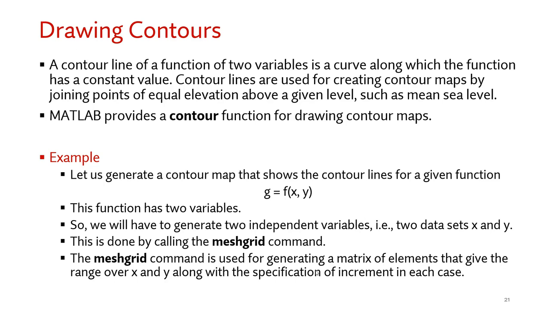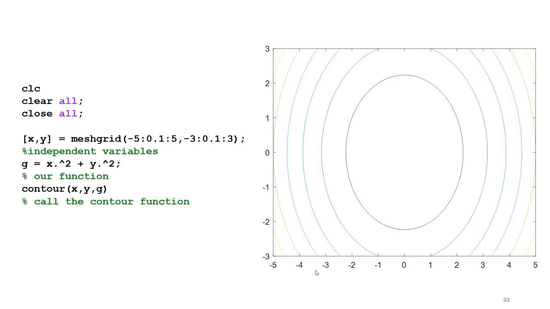What about the contour line? If you would like to draw a contour line, you can use a function like meshgrid. Meshgrid here creates a matrix x and y. So this is -5 with a step of 0.1 to 5. This is going to be the values for x. And then -3 to 3 with a step of 0.1 will create values for y. And then you say g is a function which is x squared plus y squared, right? And then after that, you draw the contour of this function.